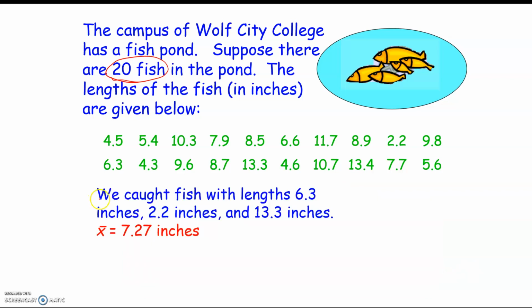So say we caught fish with length 6.3, 2.2, 13.3. So how we're finding this sample mean is we're taking 6.3 plus 2.2 plus 13.3, and totaling that up, 21.8, and dividing by 3. So when you compute that, that's how we're getting 7.2666 repeating, so we round to 7.27.